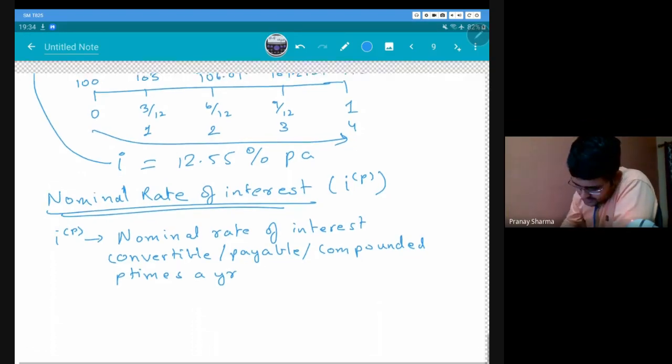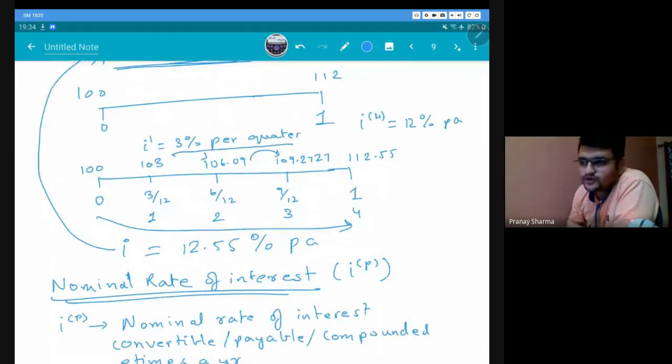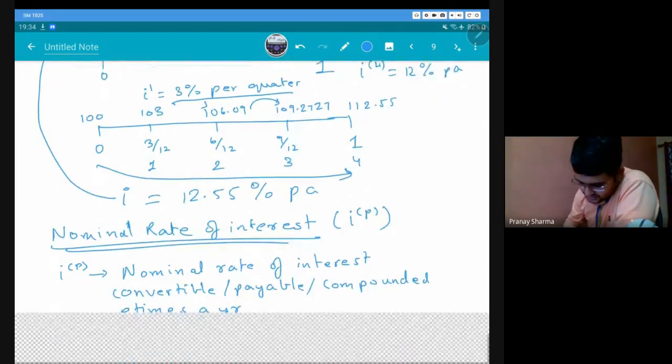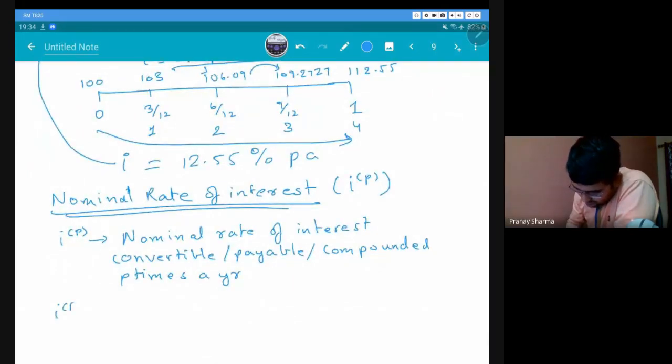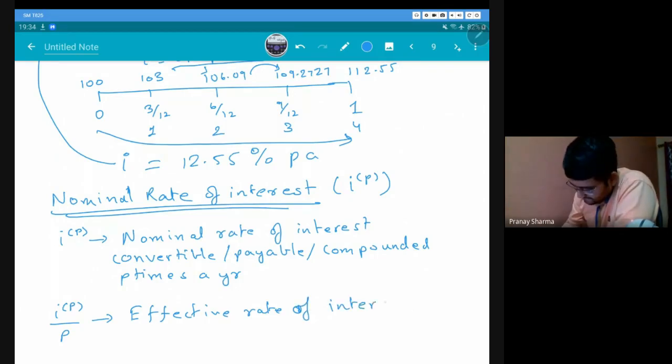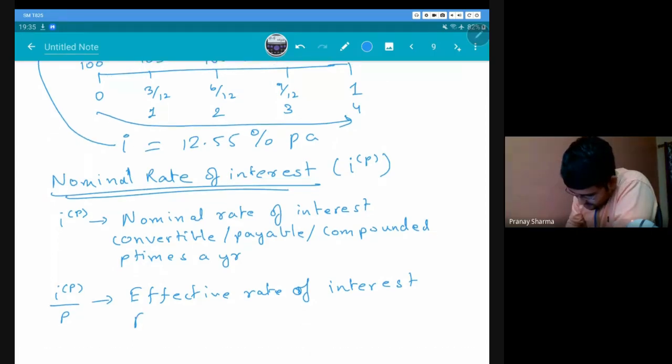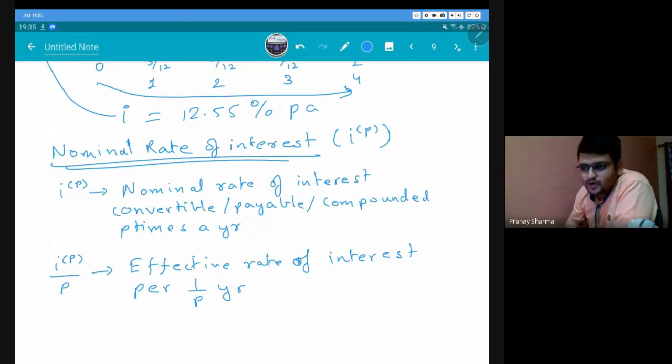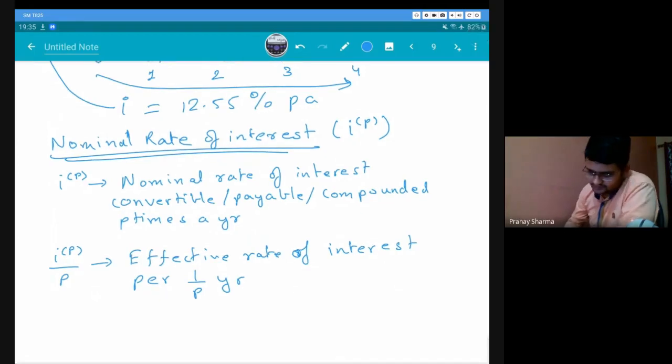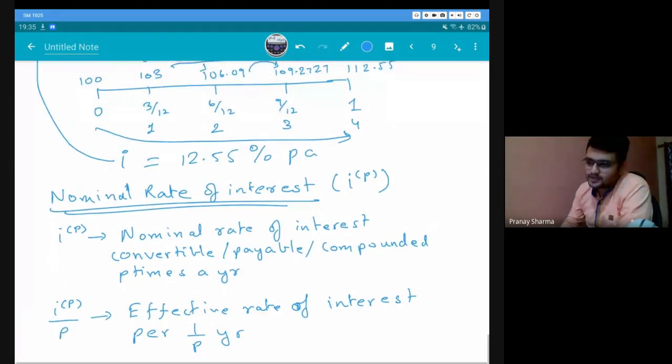Then this 3% per quarter was an effective rate of interest. Okay, this 3% per quarter was IP by P. This was effective rate of interest, we say per 1 by P year. So per quarter, that was an effective rate of interest. So we write it as IP by P.